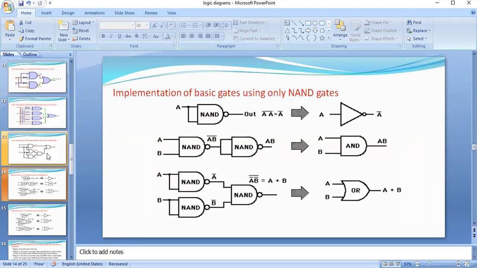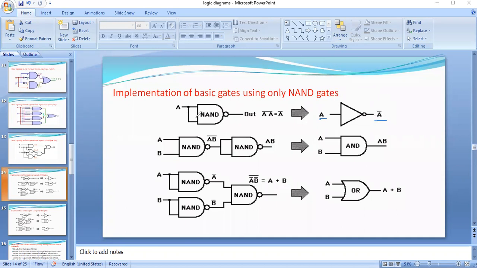See here, if I want to implement a NOT gate using NAND gate, what is the NOT operation? Input is A, and the output is A bar. So here you may observe we have only one input and only one output. If we want to implement this operation using a NAND gate, see here I'm drawing a NAND gate.